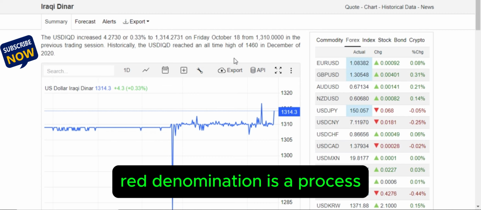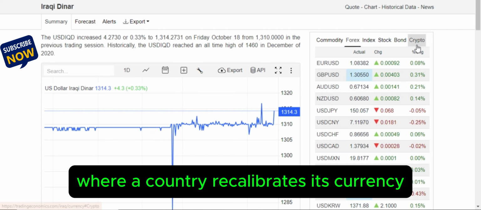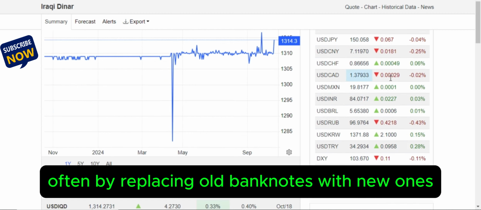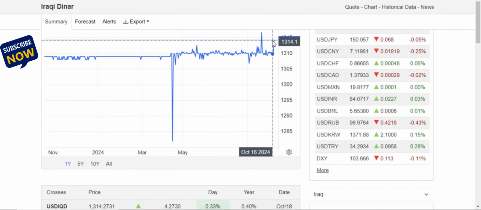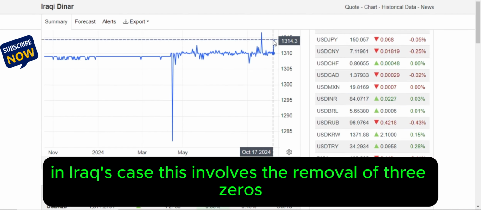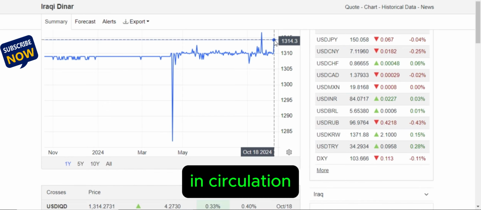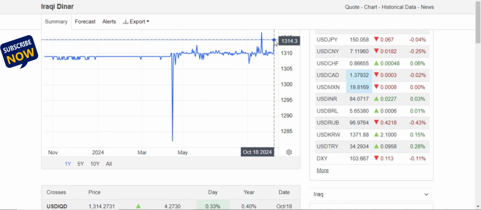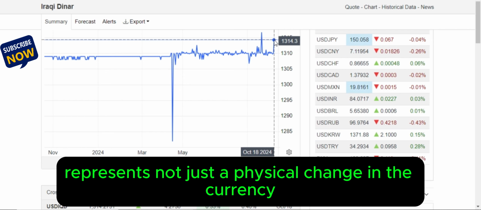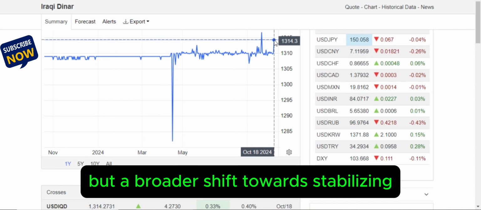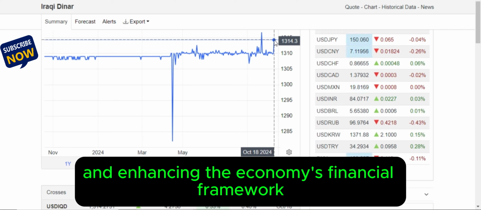Redenomination is a process where a country recalibrates its currency, often by replacing old banknotes with new ones that have a different nominal value. In Iraq's case, this involves the removal of 3 zeros from the larger denominations in circulation. The transition from larger denomination notes to smaller ones represents not just a physical change in the currency but a broader shift towards stabilizing and enhancing the economy's financial framework.